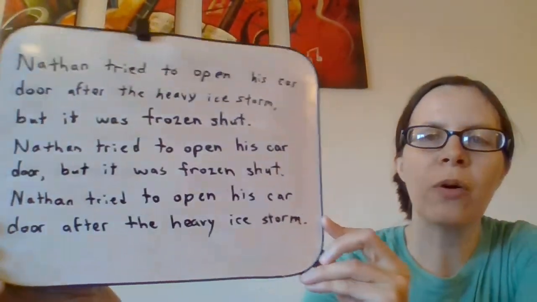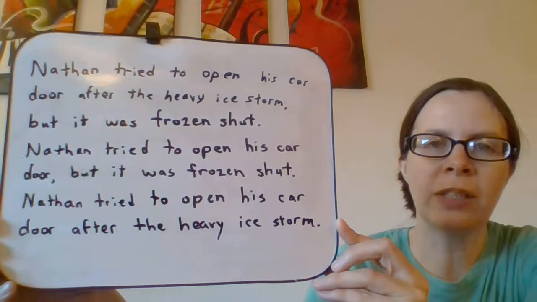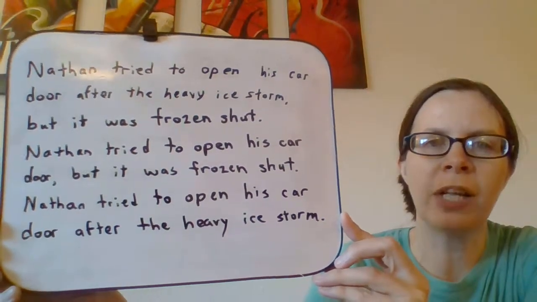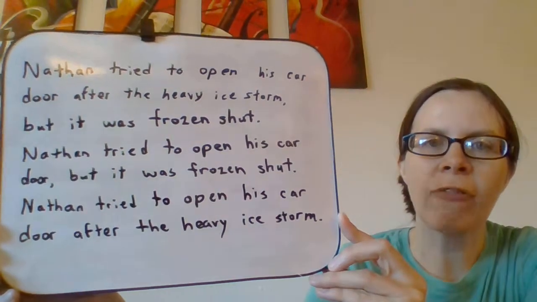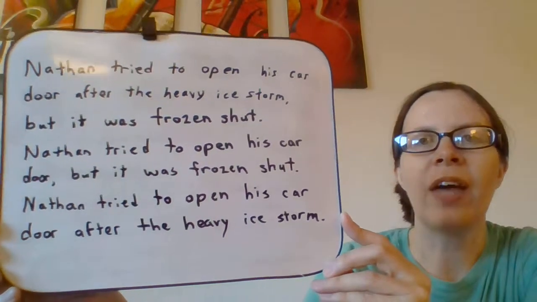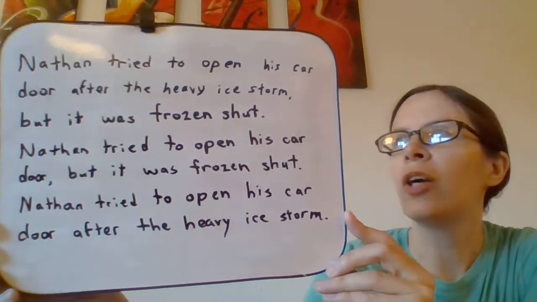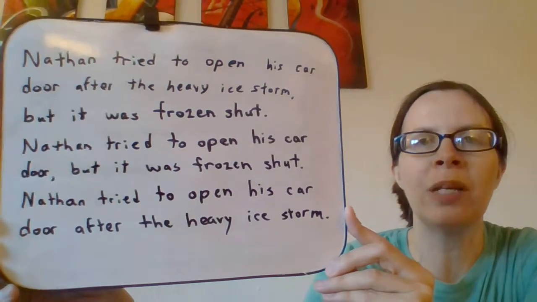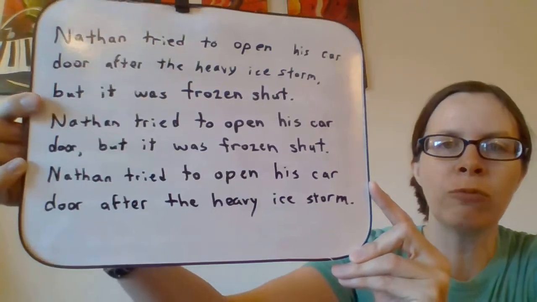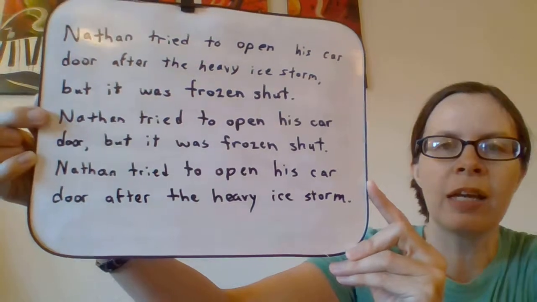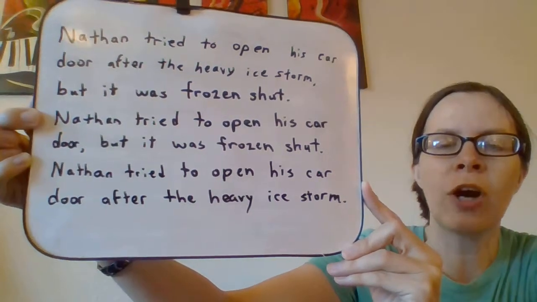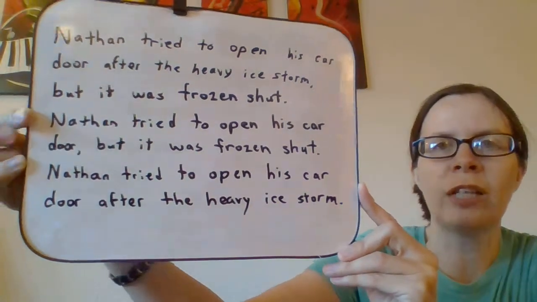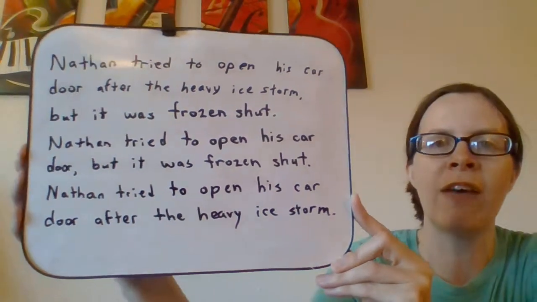Okay. So our dependent clause starts with a dependent clause starter. This is an adverb clause again. After the heavy ice storm. Okay, that is the dependent clause. So we are going to remove that and just consider the two independent clauses that we have left. I actually wrote that one down here. Okay, Nathan tried to open his car door, but it was frozen shut. So we've removed after the heavy ice storm.